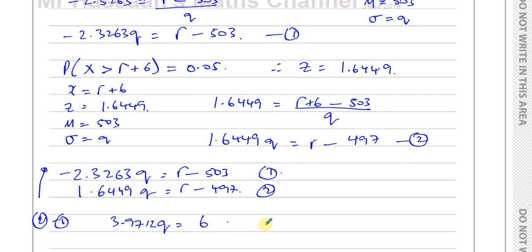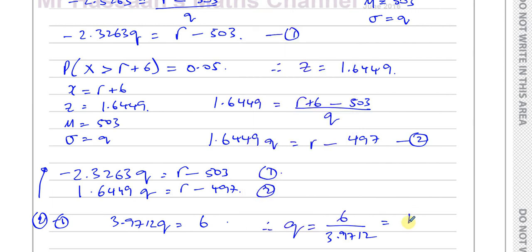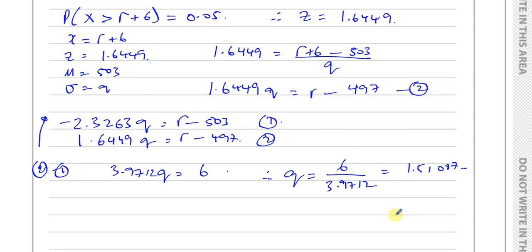So therefore, we can find what Q is. Q is going to be 6 divided by 3.9712. So we're going to do 6 divided by 3.9712, which gives us 1.51087, and it continues on. So we can say, therefore, that Q is equal to 1.51 to 3 significant figures. Okay, there's the answer for Q.